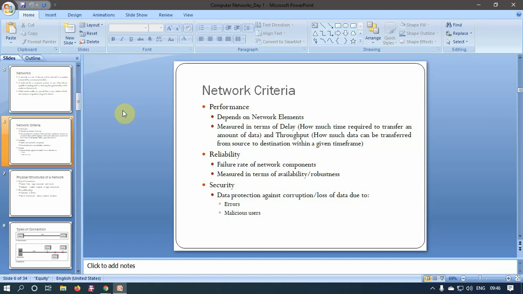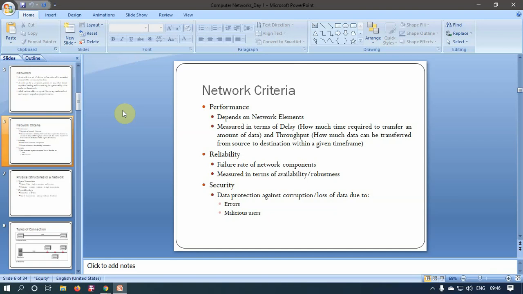And lastly, we can measure the security of a network based on two criteria. The first is data protection against corruption or loss of data due to what? Errors as well as malicious users. Now, what are errors? We have mechanisms for error detection and error correction. We will discuss these in the later half of the session. Whenever we are sending data from a sender to a receiver, before delivering the data to the receiver, it will be checked for errors. First and foremost, the error will get detected, and obviously if the situation demands, the error will get corrected as well before being delivered to the actual receiver. We will see how the errors get detected and how the errors get corrected, all the mechanisms, in the later half of the sessions.